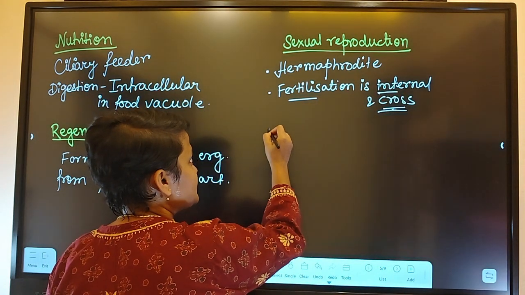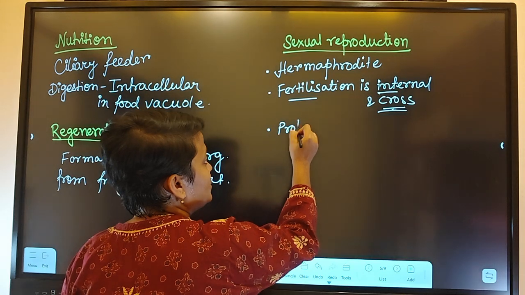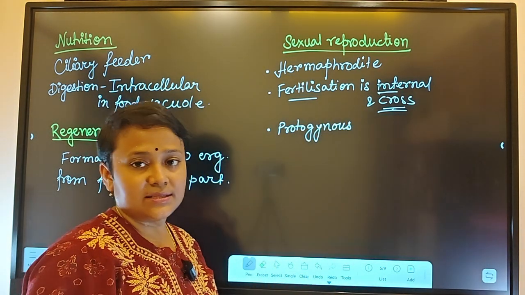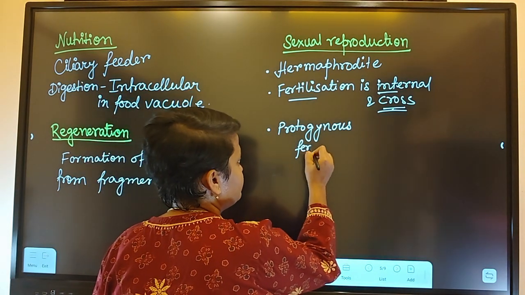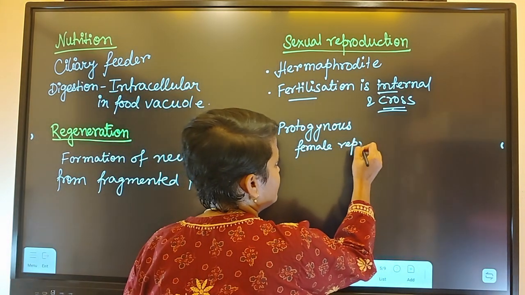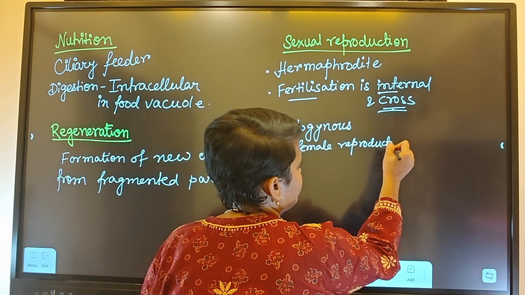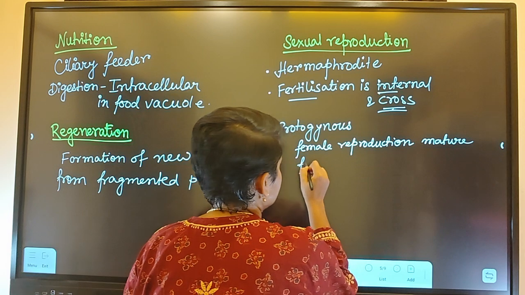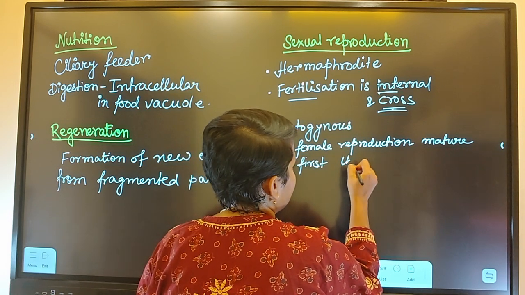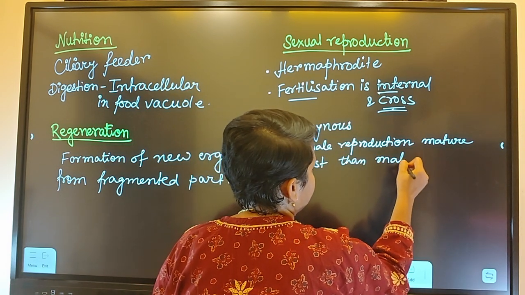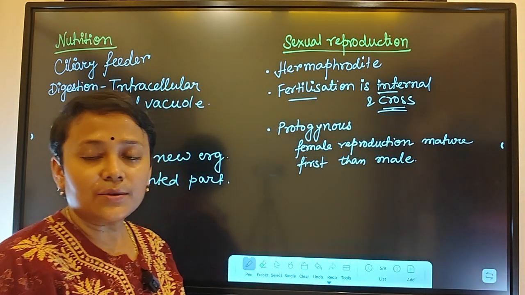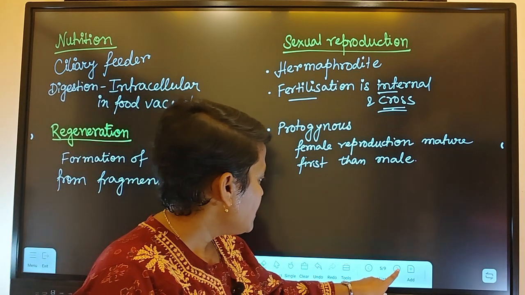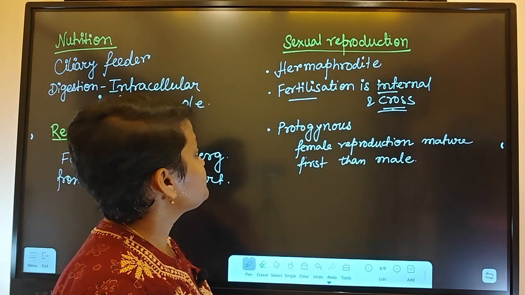Here is an extra point: why does this happen? The protogynous condition is maintained in sponges, meaning the female reproductive organ matures first, then the male. That's why self-fertilization is prevented. Okay, this is sexual reproduction.